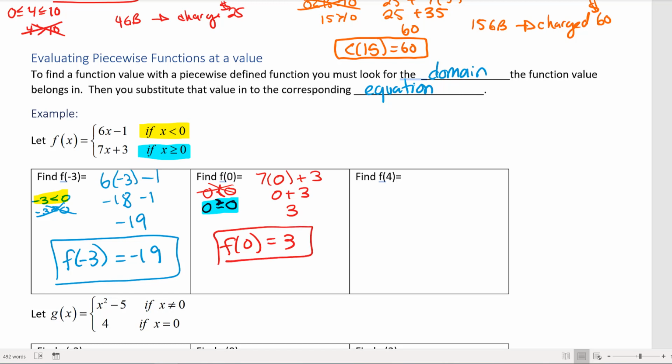All right, our next example, 4. So I'm looking at the domains for 4. First, is 4 less than 0, or is 4 greater than or equal to 0? Well, it's greater than or equal to 0. So that's the blue function. So I'm going to plug it into the blue function. That's 7 times x plus 3, but x is now 4. So we get 28 plus 3, so f of 4 is equal to 31.